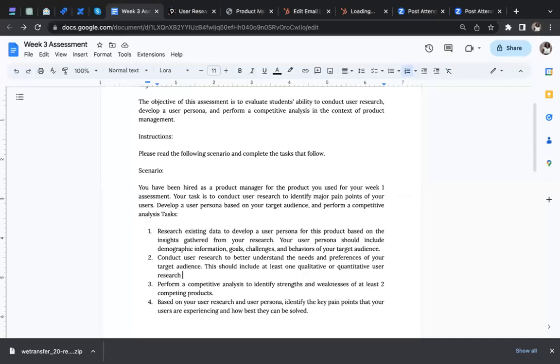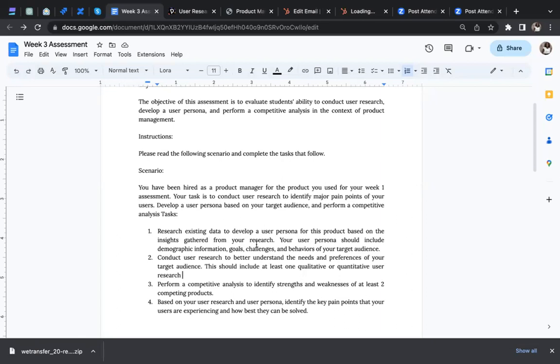All right, guys. So this is how you are going to go about the assignments. Since it's not a new product, since you went for a product that is already existing, research existing data to develop a user persona for this product based on the insights you gather from your research. So I would advise that you have 1 or 2, maximum of 2, guys, maximum of 2 user personas. Your user persona should include demographic information, goals, challenges, and behaviors of your target audience. That's the first part of your assignment.